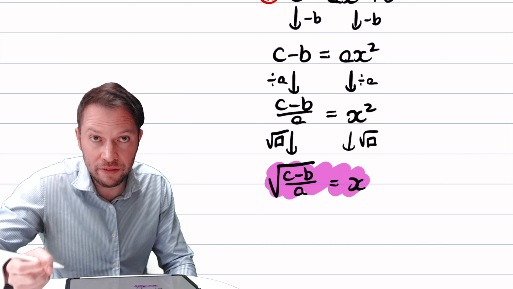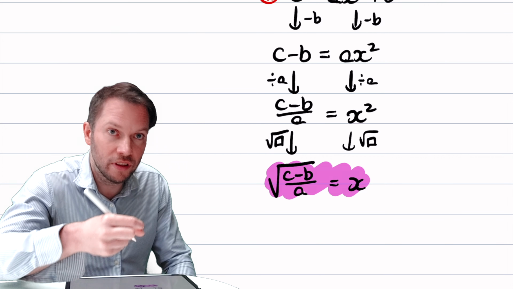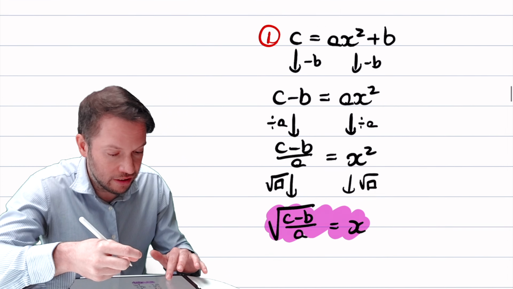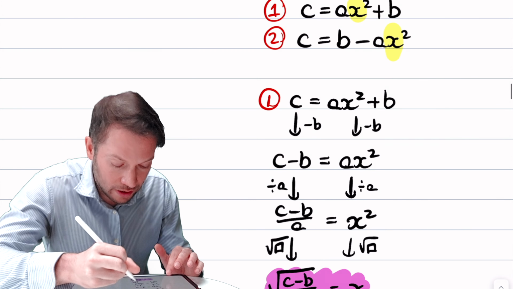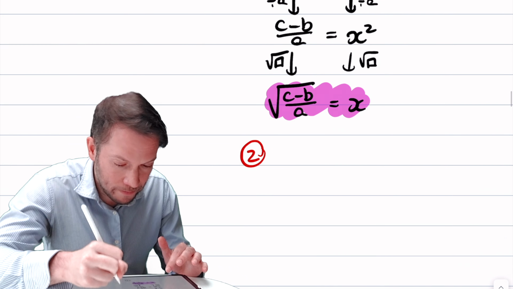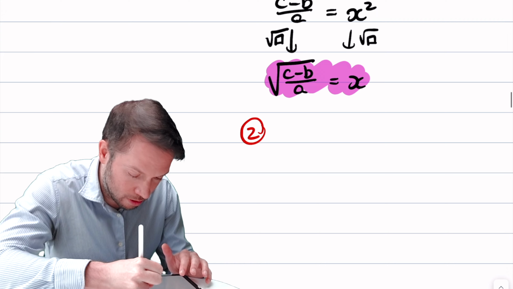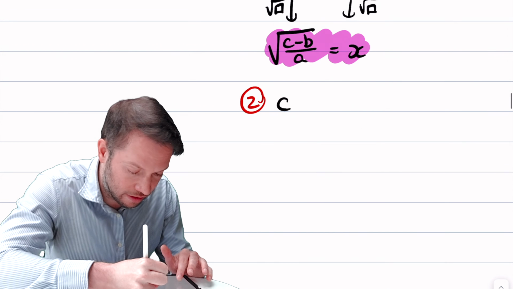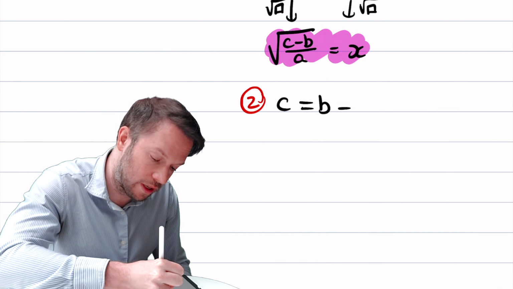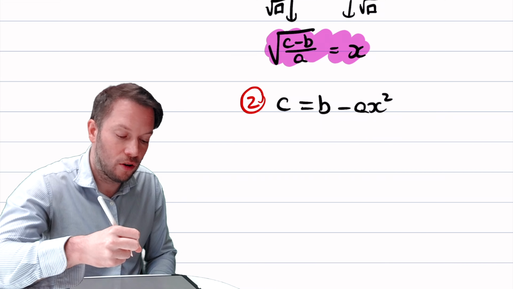We could put the x on the left-hand side to say x equals root c minus b over a, which might be slightly nicer. What about the second one? This one's a smidge harder, but they're both hard. c is equal to b minus ax squared. We want to get the x on its own.